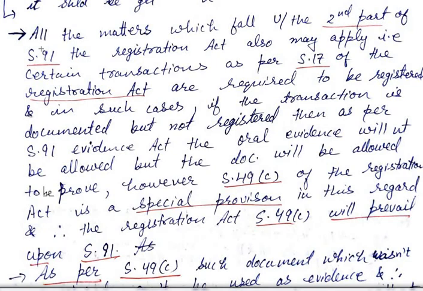So write down all the matters which fall under the second part of section 91. The Registration Act also may apply. That is, certain transactions as per section 17 of the Registration Act are required to be registered. And in such cases, if the transaction is documented but not registered, then as per section 91 Evidence Act, the oral evidence will not be allowed, but the document will be allowed to be proved. However, section 49C of the Registration Act is a special provision in this regard, and therefore section 49C will prevail upon section 91 of the Indian Evidence Act.